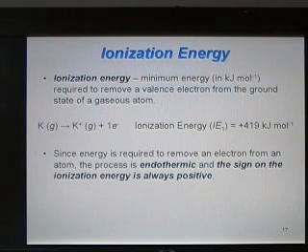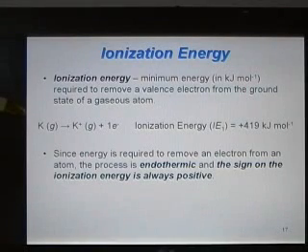The next periodic trend, the third one that we will look at today, is ionization energy. That is the energy required to remove a valence electron from the ground state of a gaseous atom. Let's say that we want to make potassium 1+. What we must do to determine the ionization energy for losing that 1 electron is convert potassium solid to a gas and then remove 1 electron. That is known as ionization energy.